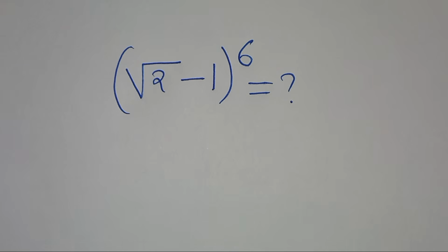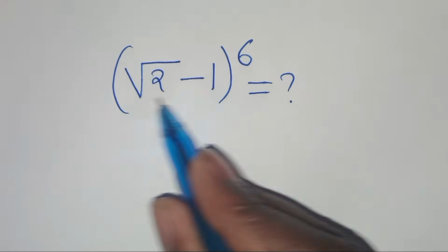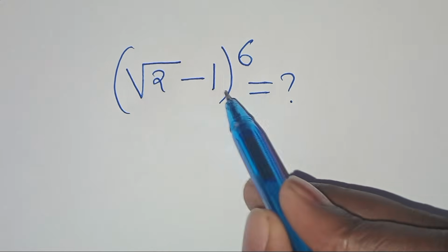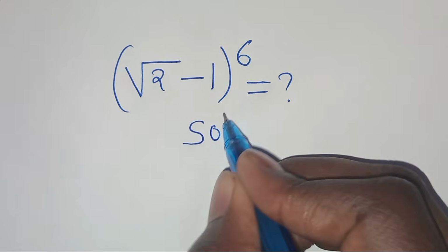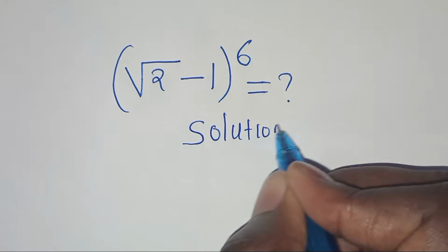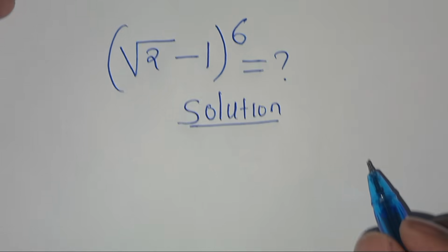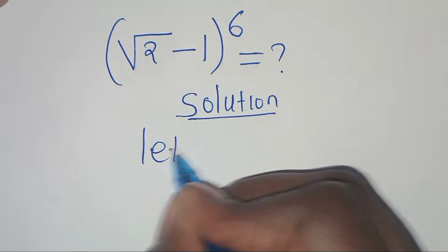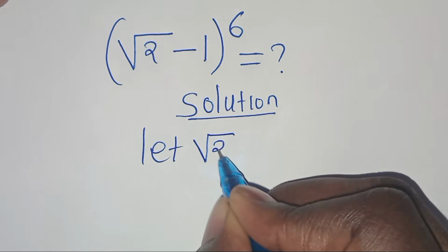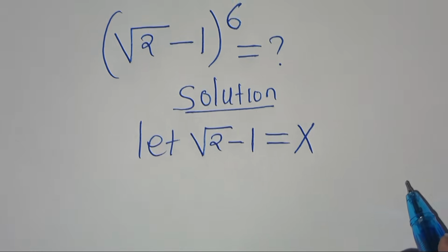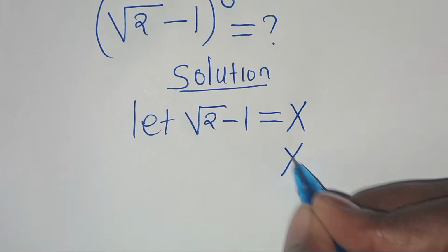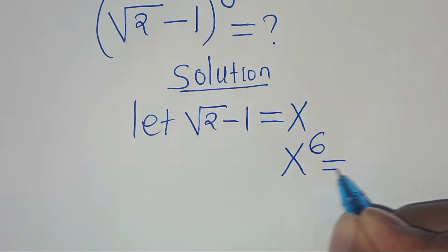Hello everyone, you're welcome to solve this nice math problem, which is the square root of 2 minus 1 to the power of 6. Now let's provide a solution from here. The first step is we can let square root of 2 minus 1 be equal to x. So the question is, what is x to the power of 6?